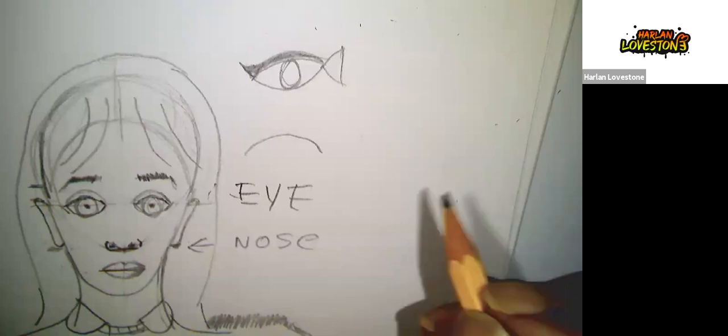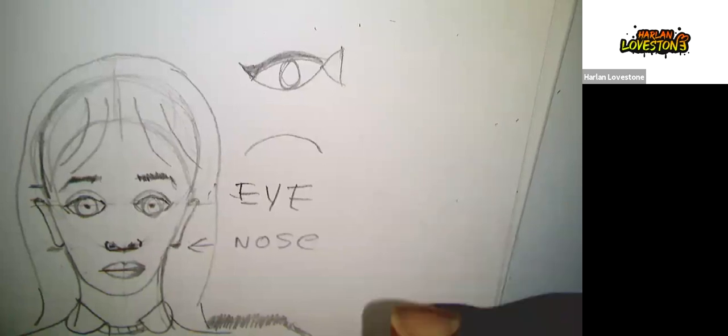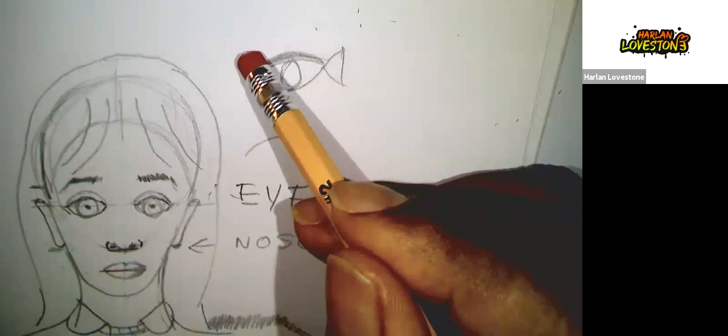All right, and then another way you can do it. If I was a boy, I just take that little triangle off. So I was drawing a boy.